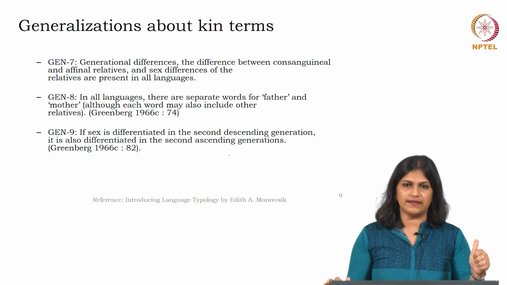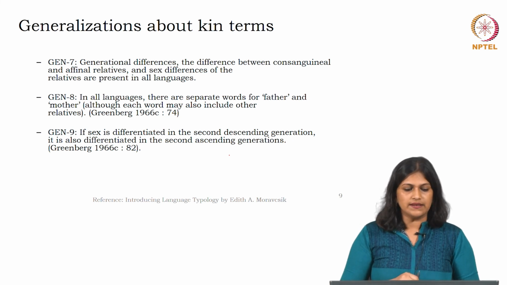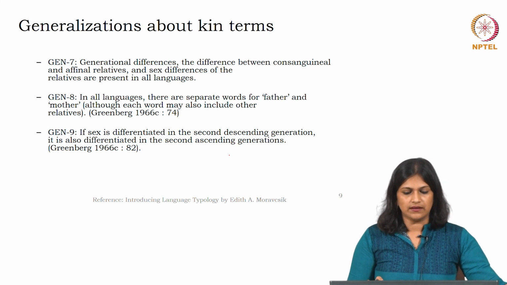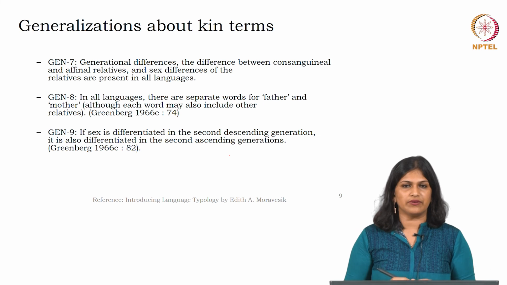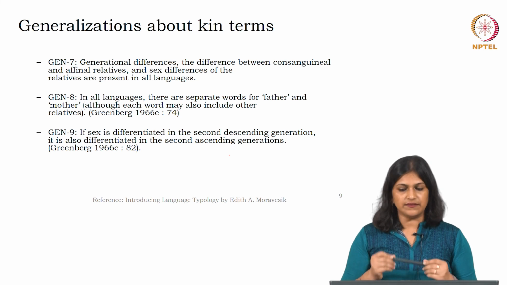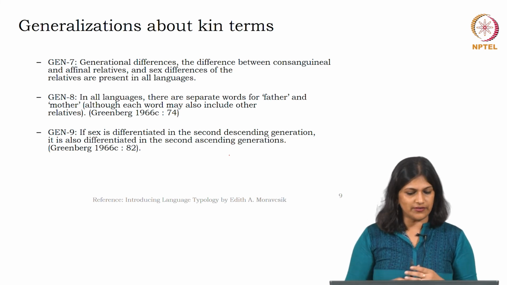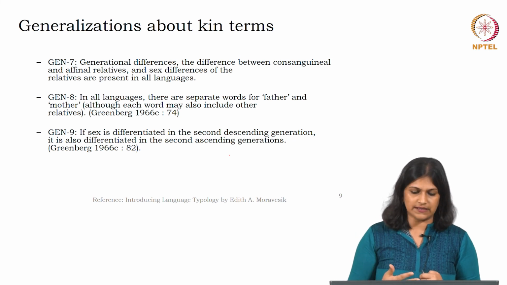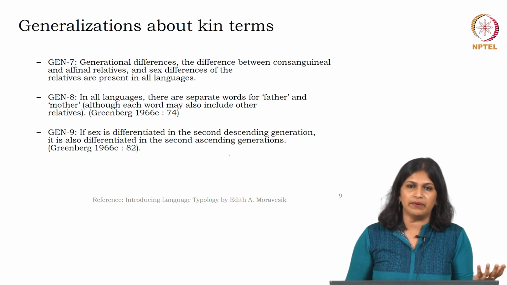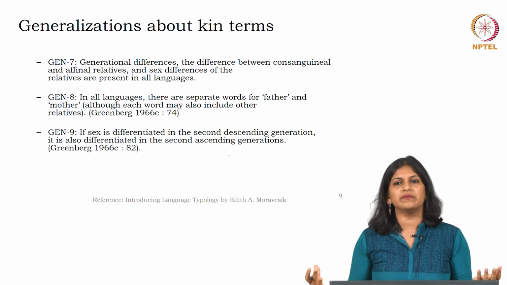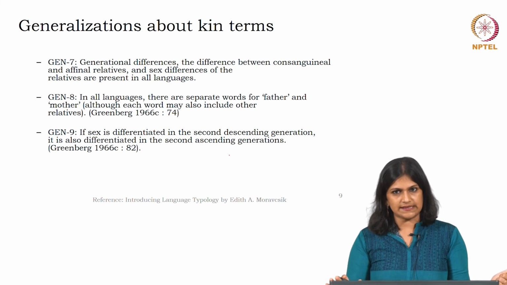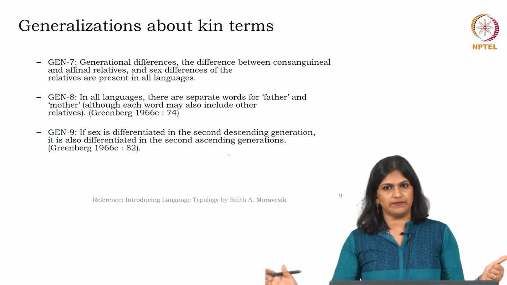Let us look at the 7th generalization here. The 7th generalization is basically related to the generational differences. In case of the generational differences, the difference between consanguineal and affinal relatives and sex differences of the relatives are present in all languages. That means, if you have a word for the male parent, then you would surely have a word for the female parent. In all languages, the male parent would have a different word on the basis of the sex, and the female parent would have a different word.